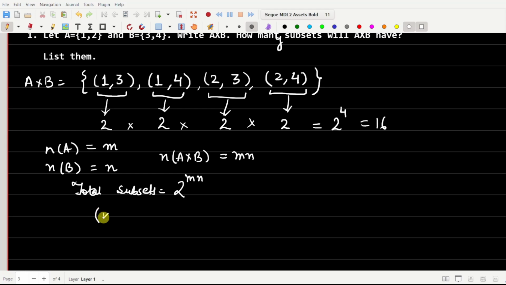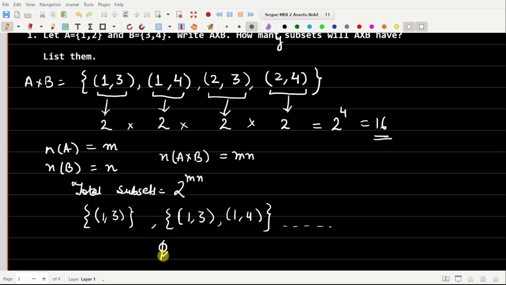So one subset will be (1,3), this is my one subset, right? The second subset will be if I take (1,3) and (1,4), right? So with all the permutations and combinations of the sets, 16 such subsets will be there. Out of 16, one subset will be the phi set, and one will be the complete set containing all four pairs, which will be A cross B. So in this way you can list down all the 16 subsets, right?